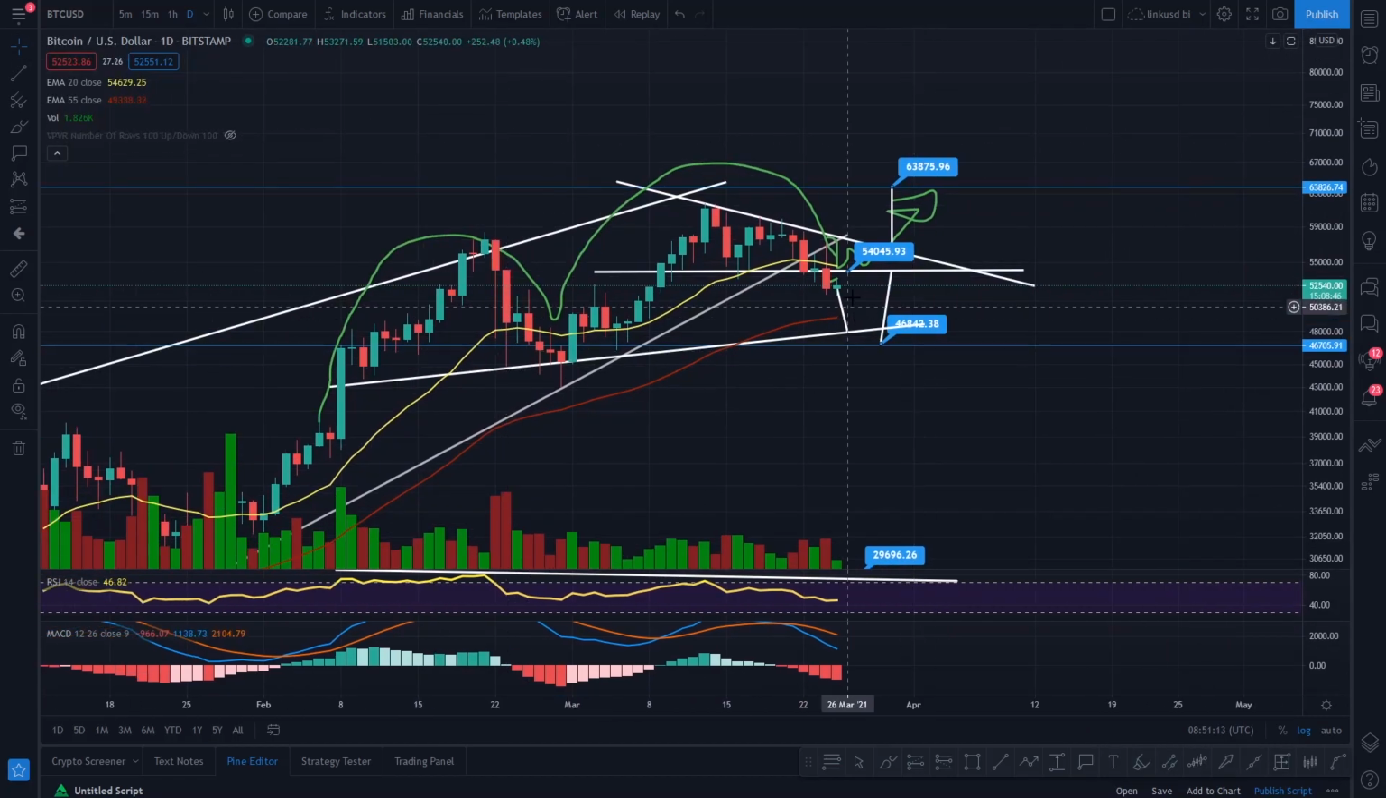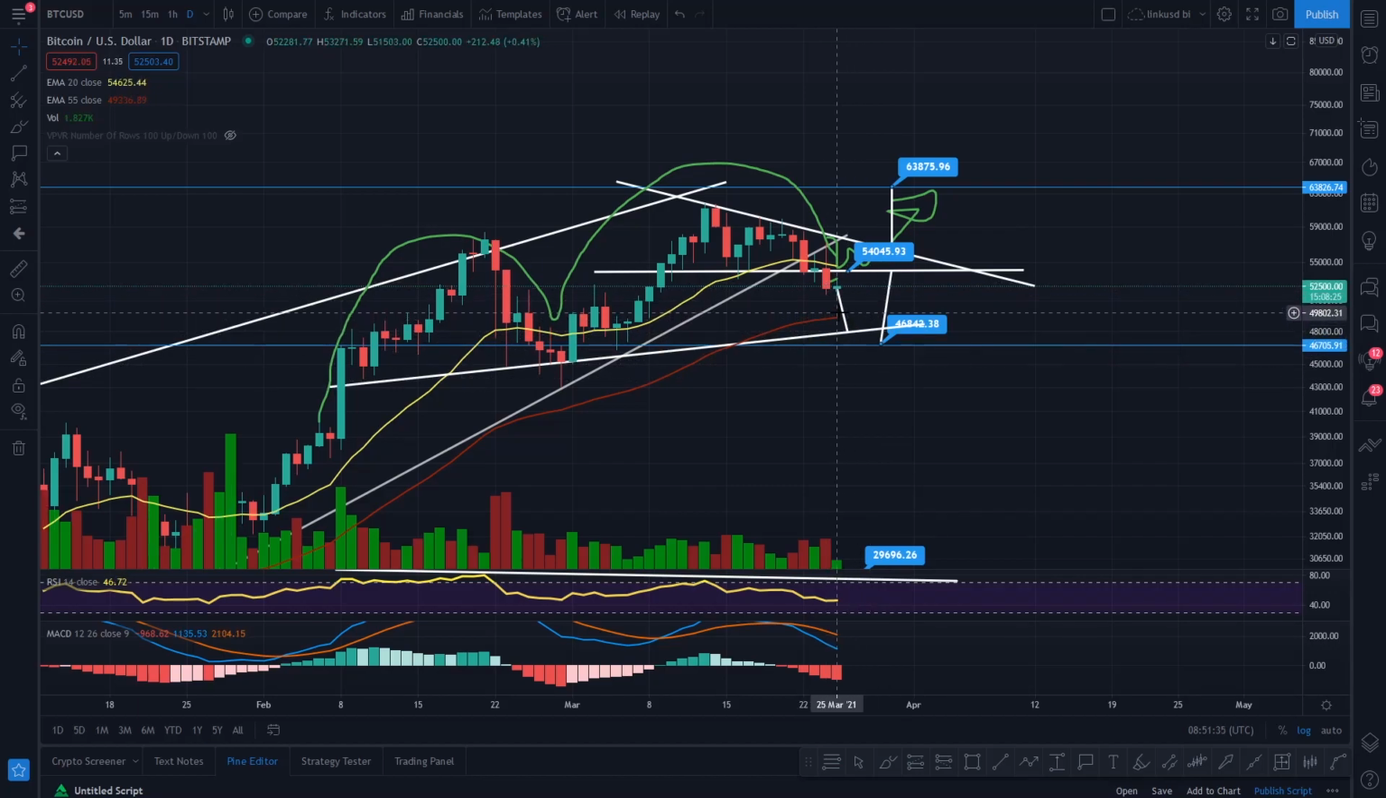So basically, if we were to come down to that level there, which we are targeting out of this descending triangle, and break through this neckline of this potential M pattern, okay, guys, where it does a double top like this, you see that? If it was to break down any further, then you would potentially see a bigger dump for Bitcoin.